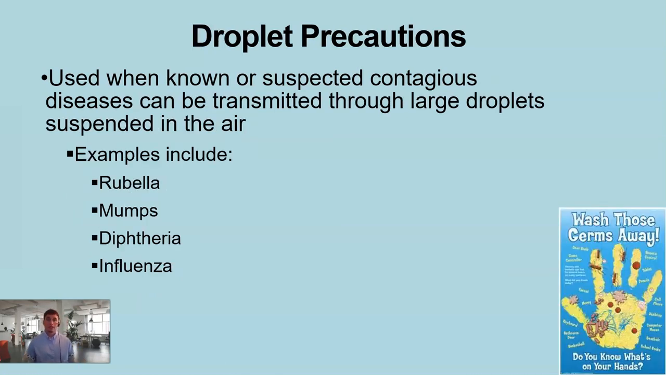Droplet precautions. Droplets may be generated when an infected patient coughs, sneezes, or talks. So this is used when known or suspected contagious diseases can be transmitted through large droplets. The droplets may be produced during a medical procedure, such as suctioning, endotracheal intubation, cardiopulmonary resuscitation, or chest physiotherapy. Examples here include rubella, mumps, diphtheria, and influenza.